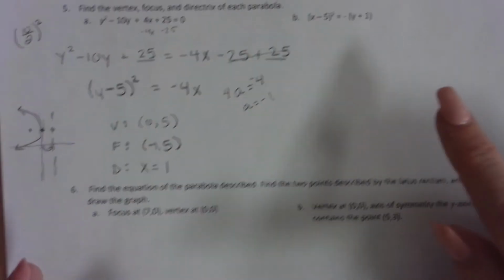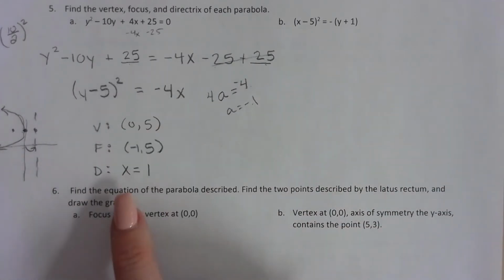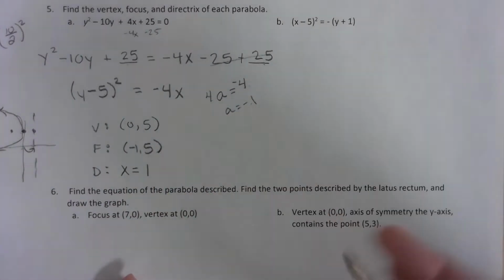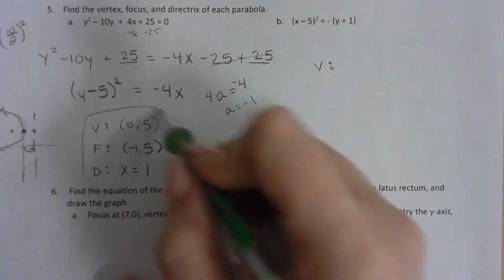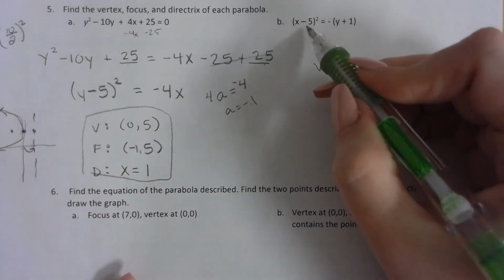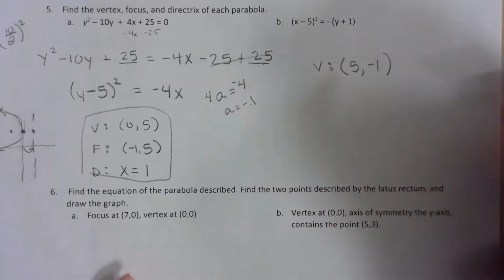Okay, so with problem B here, same thing. This time at least we don't have to complete the square. So I'm going to go ahead and find the vertex first. So the vertex, opposite of negative 5 is positive 5. Opposite of positive 1 is negative 1.